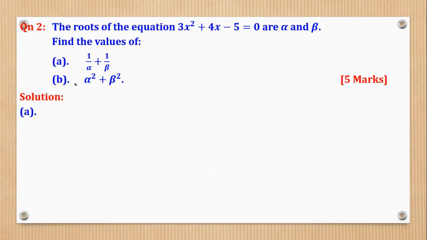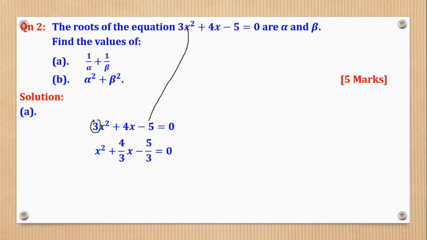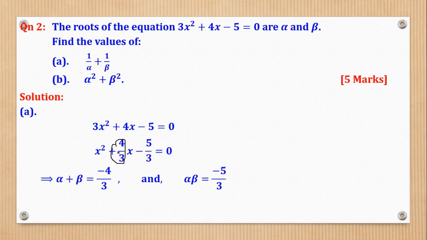So first of all, the first thing to do is to make this coefficient positive 1 by dividing through by 3 to give you that. Then from there realize that the sum is negative of this, which is negative 4 over 3, and the product is the whole of that, which is negative 5 over 3.